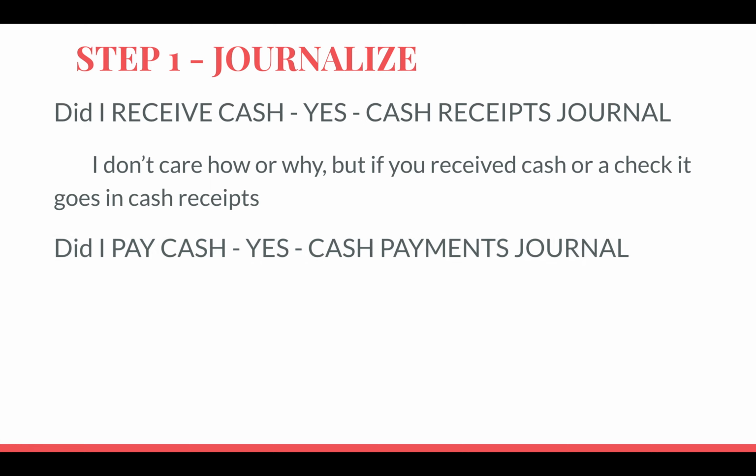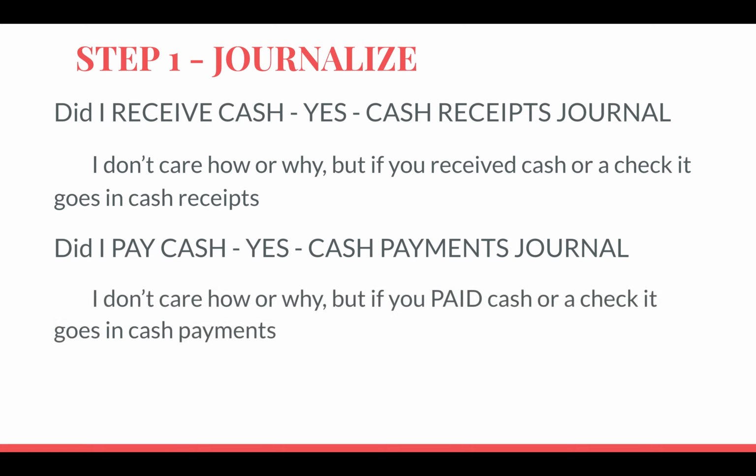On the opposite, did you pay cash? Did you write a check? Anytime that answer is yes, you're going to use the cash payments journal. And again, it doesn't matter why you're writing the check, what you're buying, what you're paying for. It's not material at all. As long as you're writing a check or paying cash, it goes in the cash payments journal.